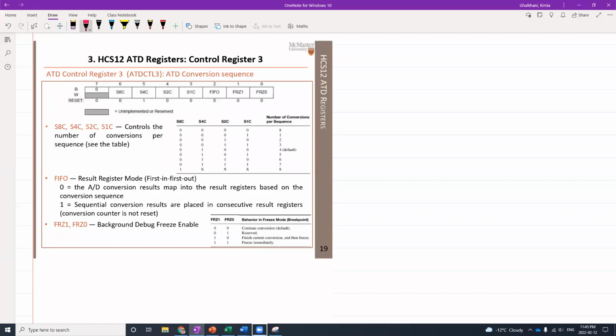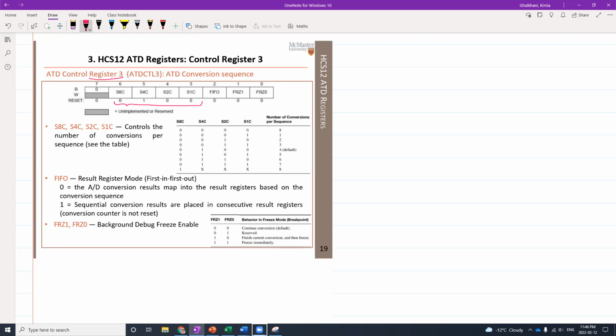Now, we also have another analog to digital register, which is register 3. We have already completed register 2. This one is going to control the number of conversions. So how many conversions do you need? We have already calculated this one mathematically, but this is how you can also find it from the data sheet. Whatever you have in here, bits 6 to bit 3, these are all going to look at the conversions per sequence, right? These are going to set the number of conversions for you.